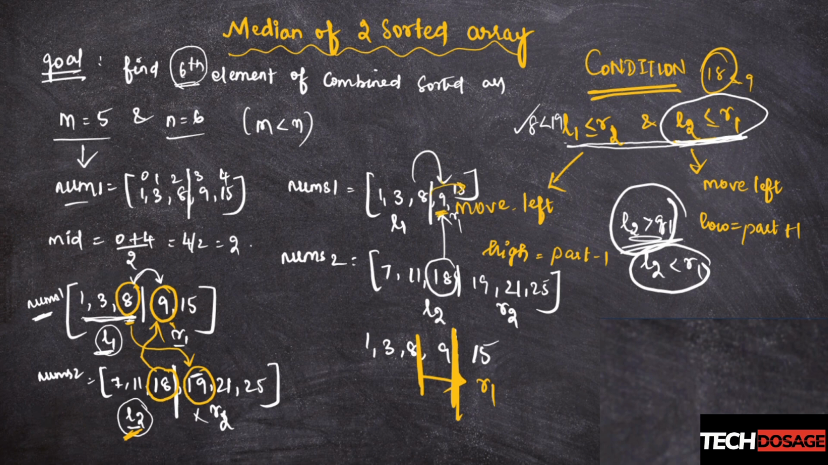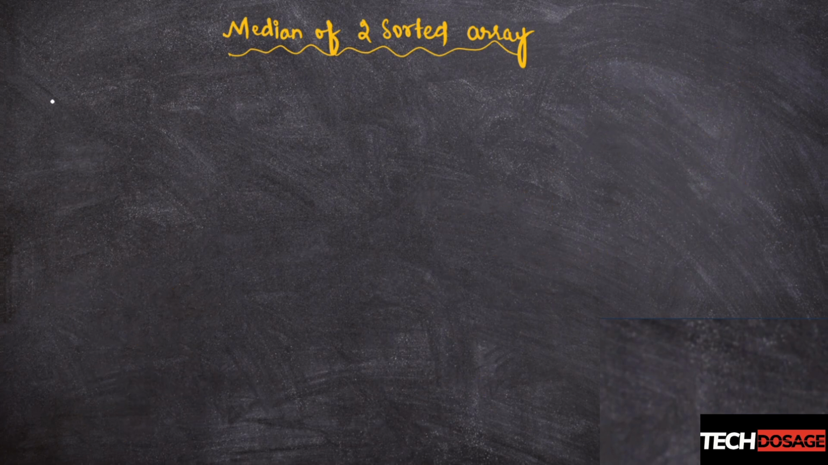Simple. But how will I move? I have to make a partition here. How will I do that? To do that, simply I have to do low is equal to part plus 1. What is that? Low is equal to part plus 1. I'll tell you.